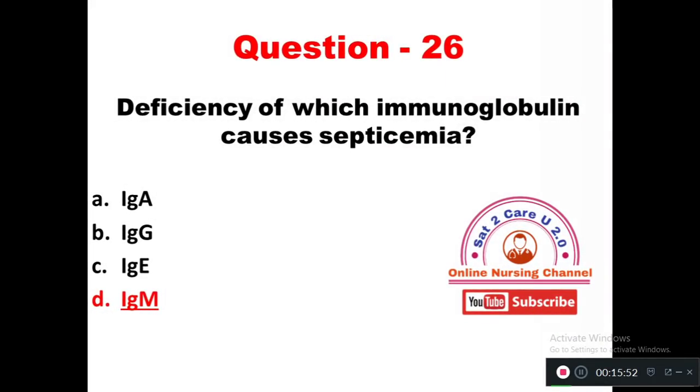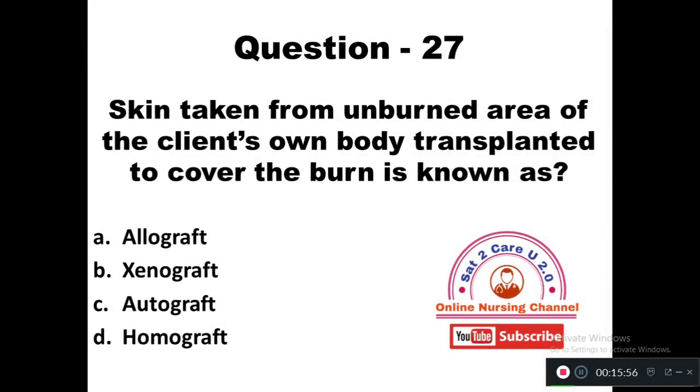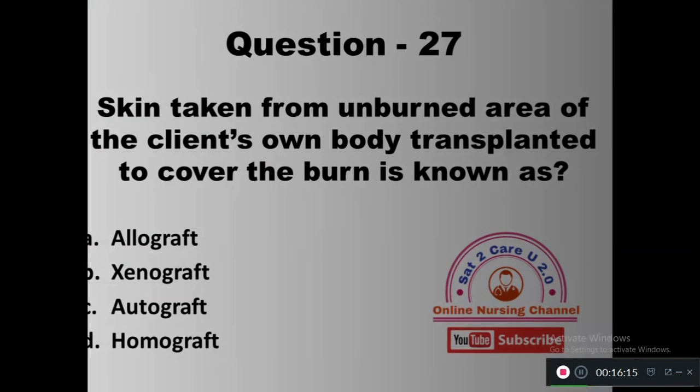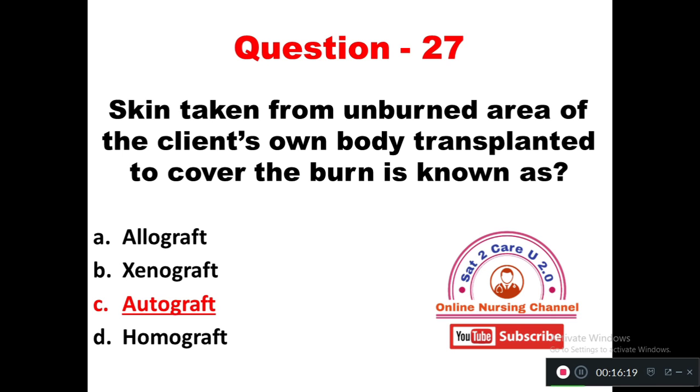Question number 27. Skin taken from an unburned area of the client's own body and transplanted to cover the burn is known as A allograft, B xenograft, C autograft, D homograft. The right answer is option C, autograft. Question number 28.